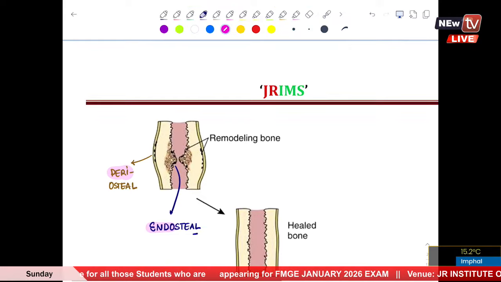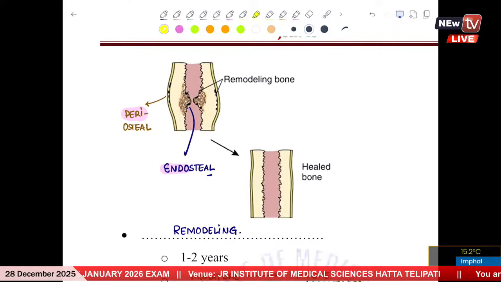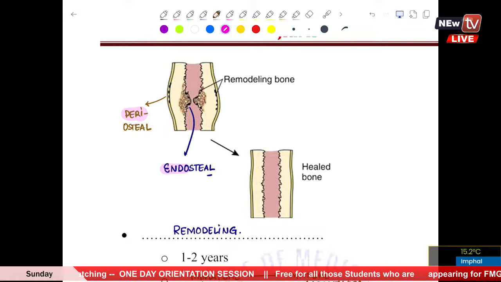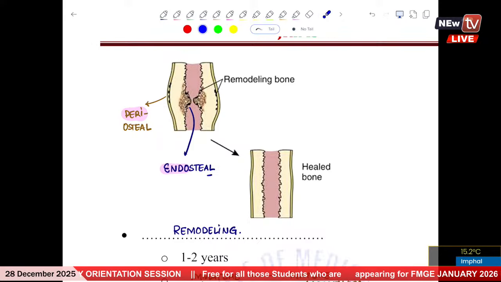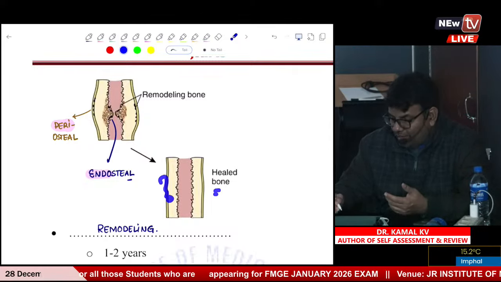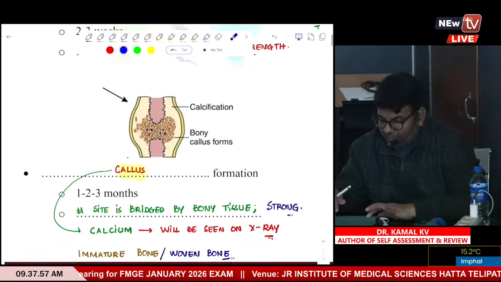Then callus is immature bone, so it will be converted into mature bone. That is the stage of remodeling. And in the last stage, there will be resurfacing of the inner surface, endosteal, and there will be resurfacing of the outer surface, that is periosteal. And this modeling will reshape the bone in such a manner that it becomes very difficult for us to identify the site of fracture. Especially in children, we cannot identify what was the actual site of fracture, right? So these are the different stages of fracture healing.